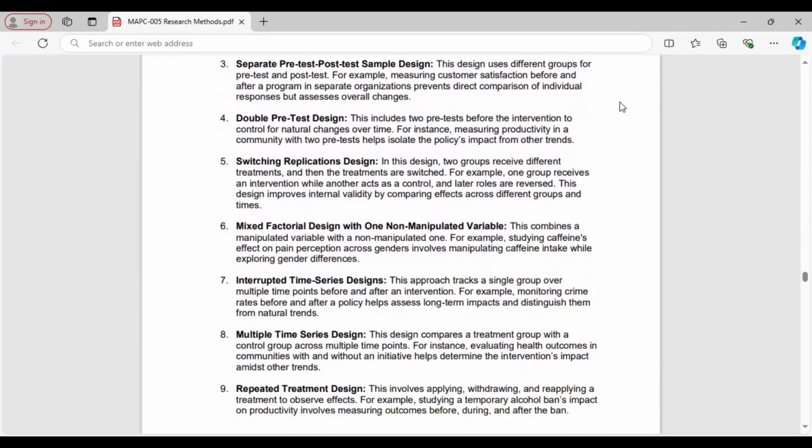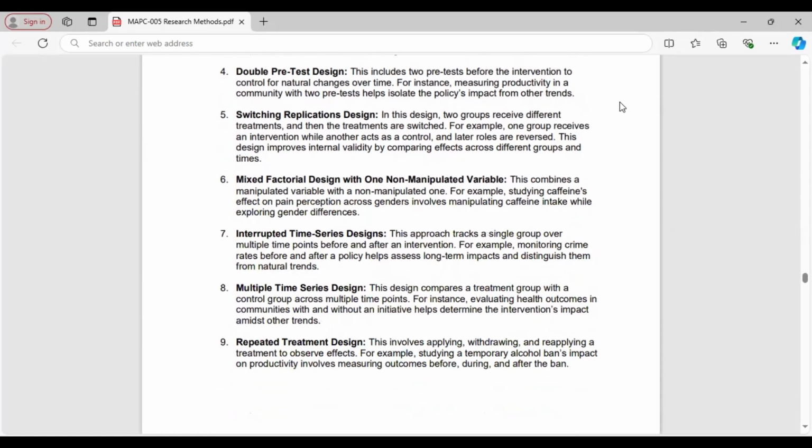Mixed factorial design with one non-manipulated variable. This combines a manipulated variable with a non-manipulated one, such as studying caffeine's effect on pain perception while exploring gender differences. Interrupted time series design. This tracks a single group over multiple time points before and after an intervention, assessing long-term impacts. Multiple time series design. This compares a treatment group with a control group over time, like evaluating health outcomes in a community with or without an initiative.